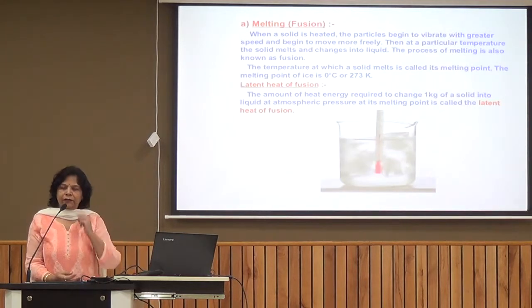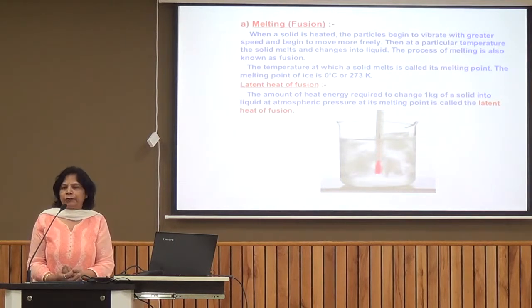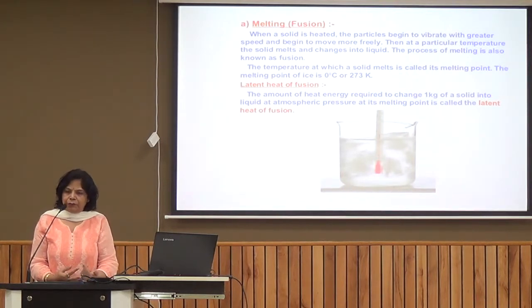Let us study these processes in detail. First is fusion or melting. We can carry out an experiment to determine the melting point of ice. For this we take ice cubes in a beaker and then we place a thermometer. We'll see that initially the temperature may be even below 0 degrees centigrade, and as we keep it for some time, the temperature rises, and very soon you'll see that ice starts melting.